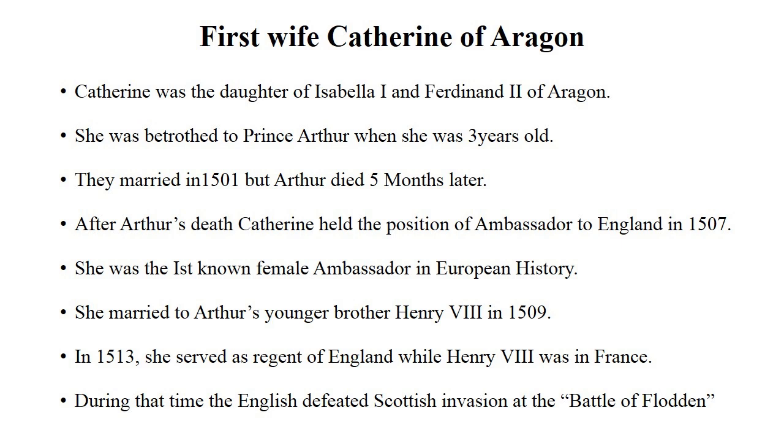So as his father's wish, he married Catherine of Aragon in 1509. She is the first wife of Henry VIII. But already she was the wife of his elder brother Arthur. So we need to know something about Catherine. She belongs to Spain, as we know already. She was the daughter of Isabella I and Ferdinand II of Aragon. She was betrothed to Prince Arthur when she was 3 years old. They got married in 1501, but Arthur died 5 months later.